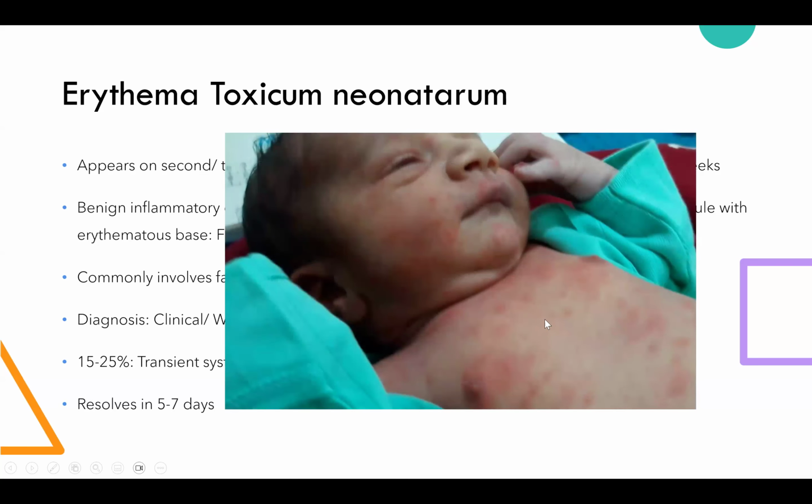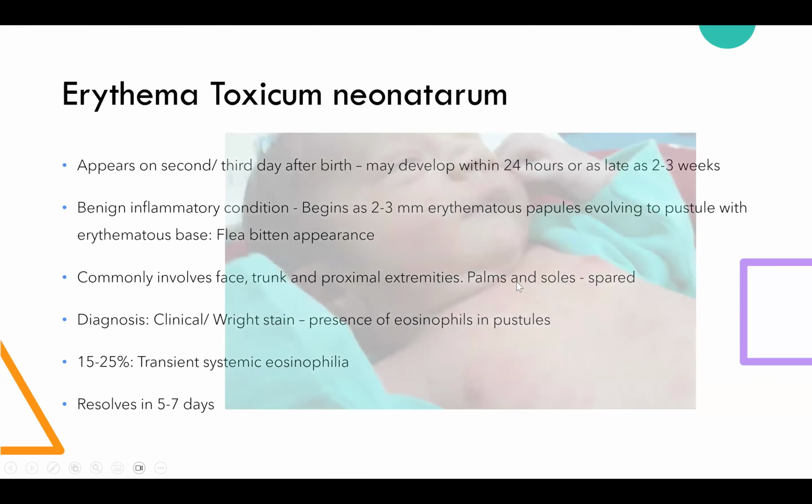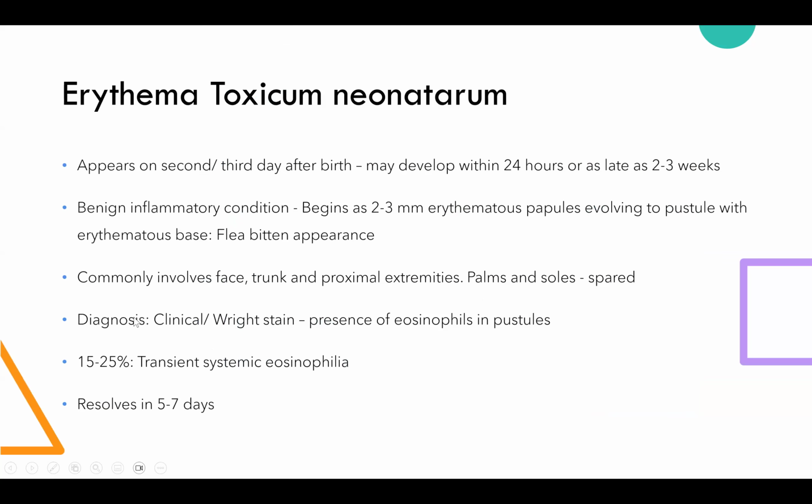So in this baby, we can see that there are multiple papules, small elevated red lesions. This will change into localized yellow pustules that will resolve on their own. So it begins as a 2 to 3 mm erythematous papule evolving to a pustule with an erythematous base. It gives a flea-bitten appearance. It commonly involves the face, trunk, and proximal extremities. Palms and soles are typically spared.